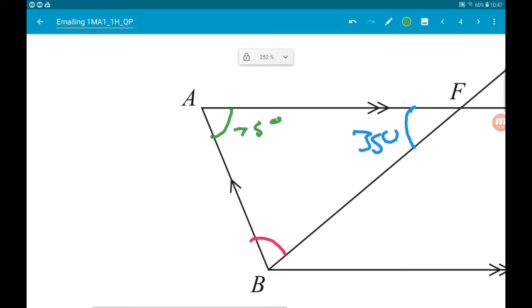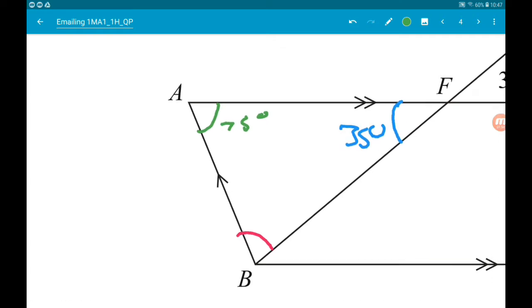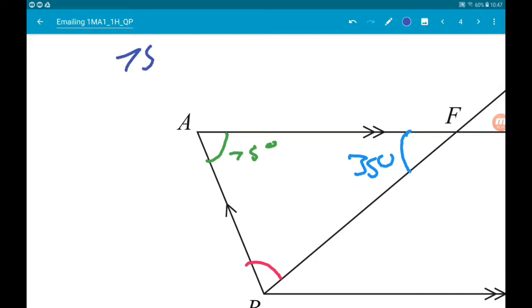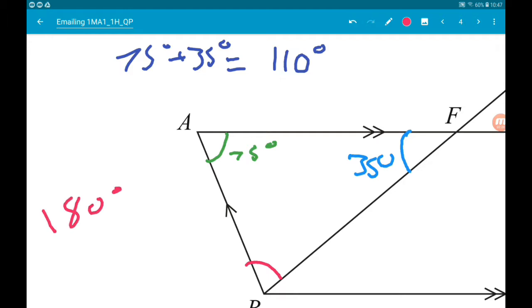So now we're in a triangle in which we know 2 angles, so we can work out the third. Angles in a triangle add to 180. So 75 add 35 is 110. So then finally 180 minus 110 is indeed 70 degrees. Cool.